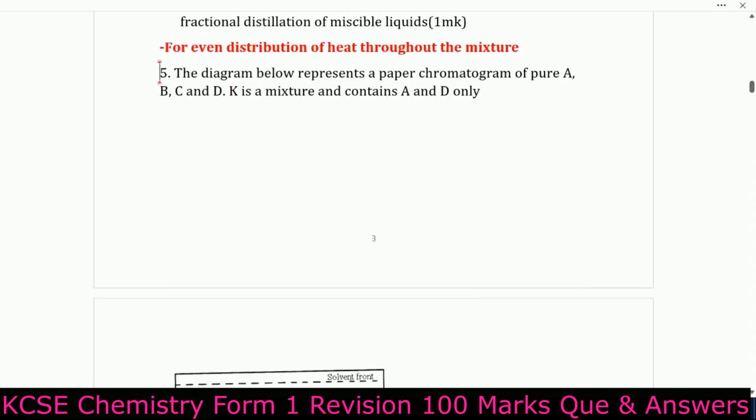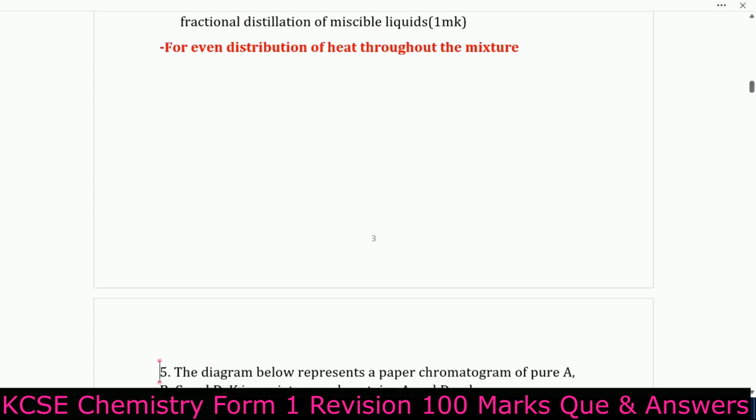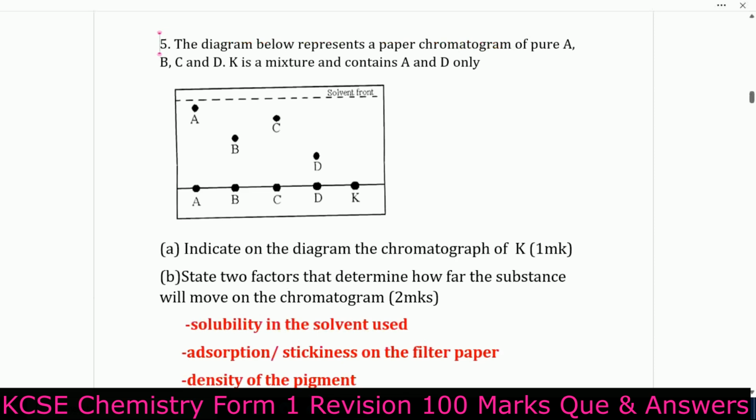Number 5, let us see it properly here. You're told the diagram below represents a paper chromatogram of pure A, B, C, D, and K. Paper chromatogram of pure A, B, C, and D. K is a mixture and contains A and D. Indicate on the diagram the chromatography of K. It is there. That one is a mixture of A and D.